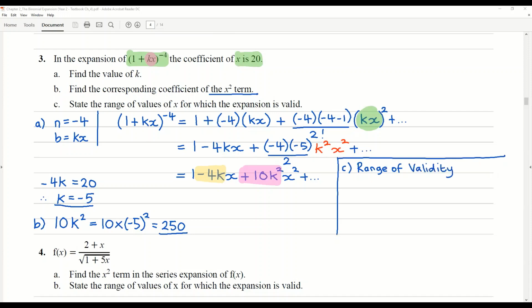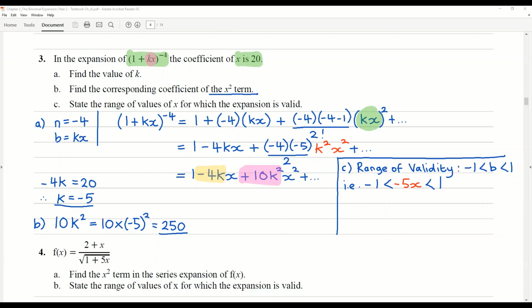if we use the definition, so remember it's anything between -1 and 1 for your b value. The b value is kx. So in other words, -1, and then I'll substitute the b in, so that's going to be negative 5x. And so negative 5x sandwiched between -1 and 1.